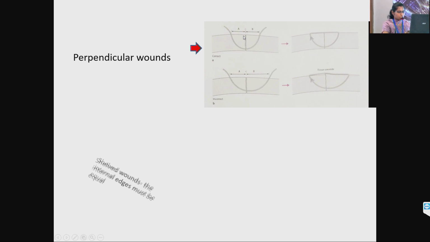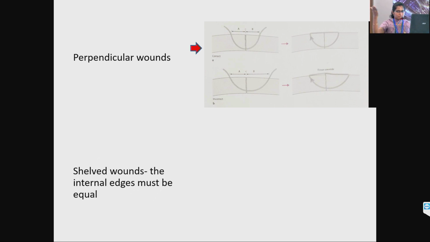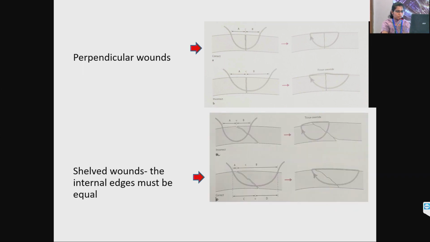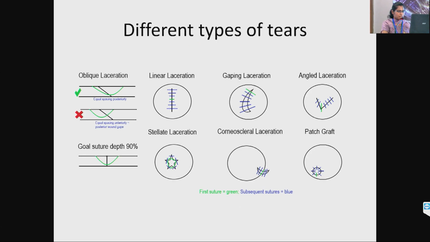But if you have a shelf wound, for example, if you cut a cake in a sliced way, you have an external wound somewhere, but the internal wound lip will be somewhere else. In this case, A equal to B is not what we have to follow. We have to look at the inner lip, and there is where the suture should be equal on either end. The marker shows which is the right thing.